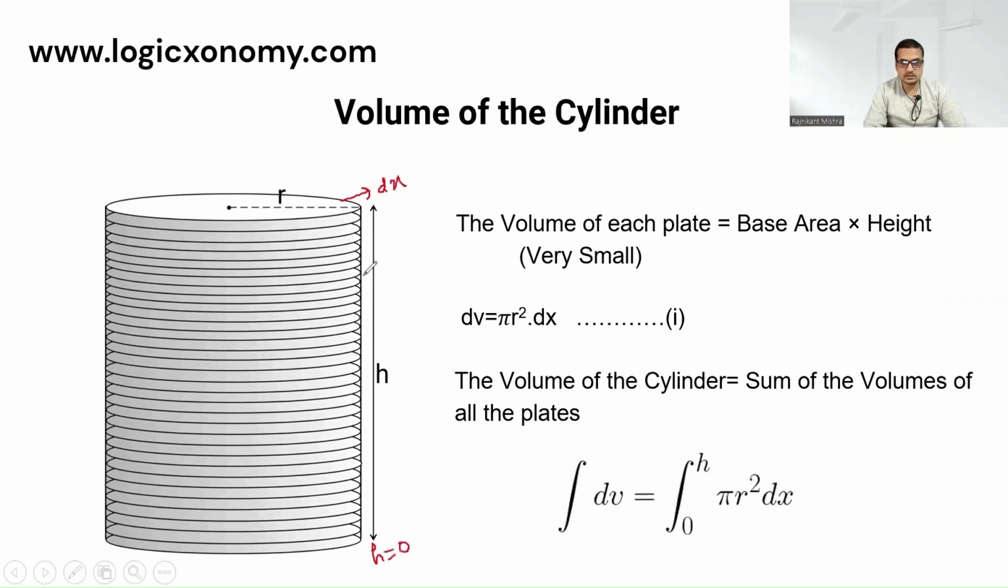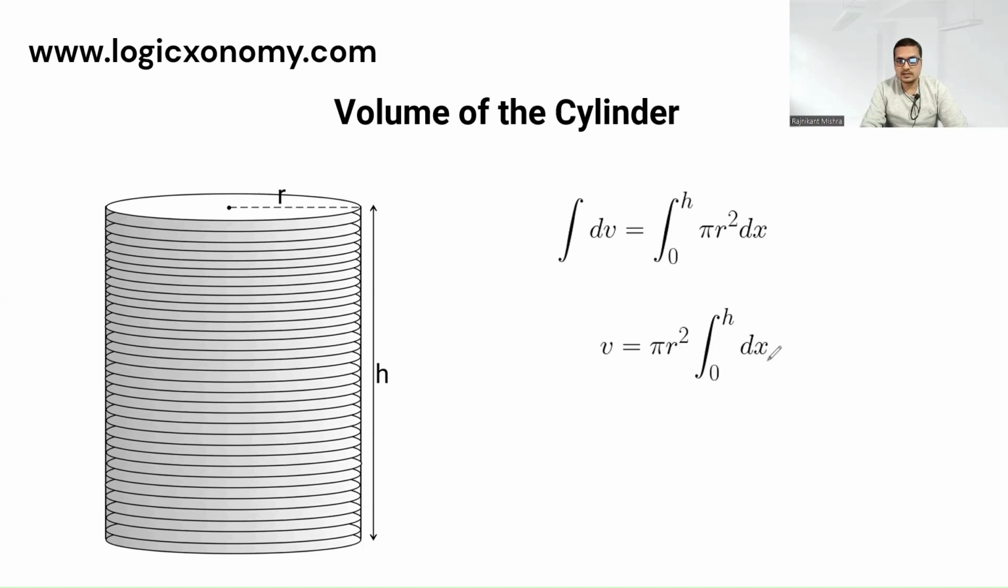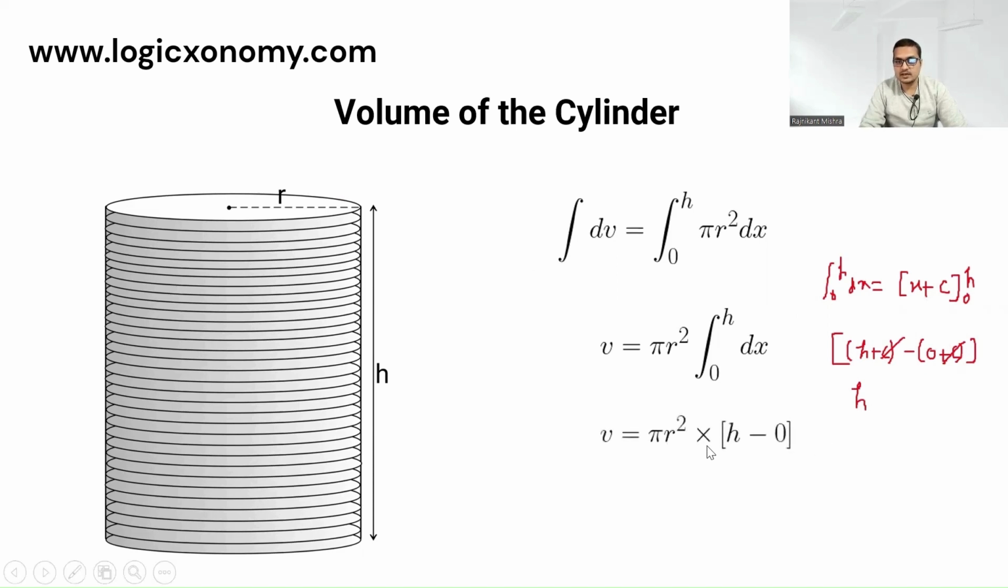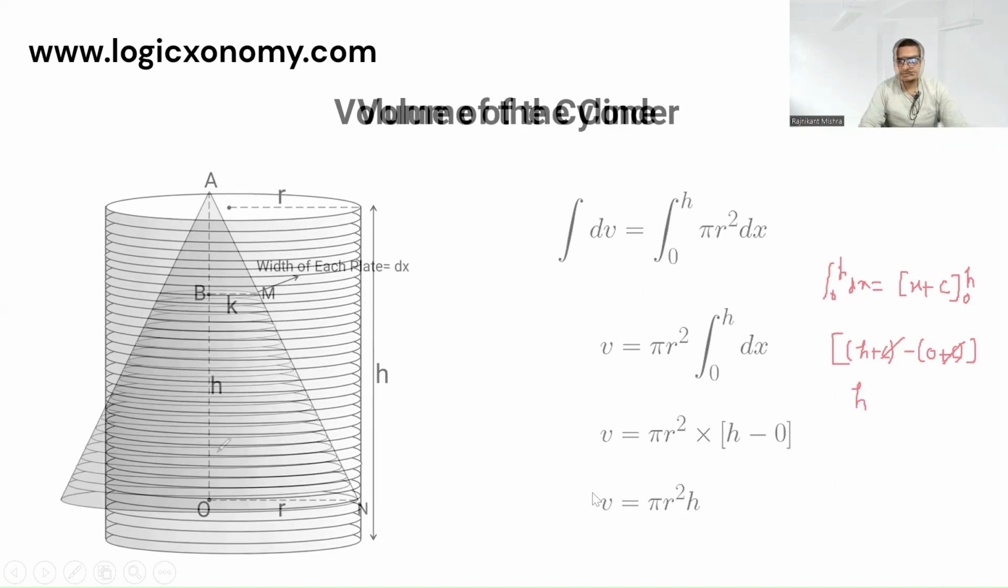Here this point is x = 0, and here x = h. Volume V is equal to πr² times the integration of dx with limit 0 to h. Here the integral of dx from 0 to h is x + c from 0 to h, where c is a constant. Put x = h, h + c, minus, put x = 0, 0 + c. Here c cancels out. The answer is h. So V is equal to πr² times (h - 0), which is πr²h. This is the volume of the cylinder.